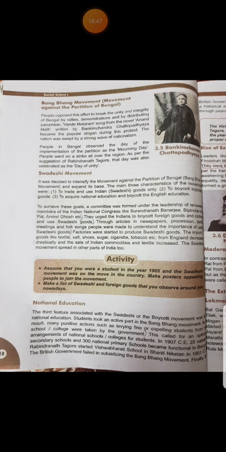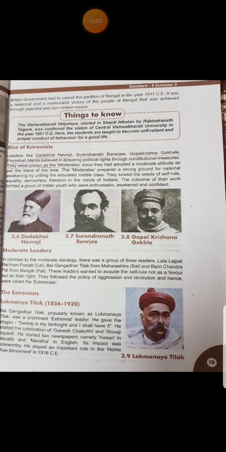The British government failed in subsidizing the Bang Bang movement. So like this, the British government was not successful in the Bang Bang movement, that is, the partition of Bengal. Now page number 19. Finally, the British government had to cancel the partition of Bengal in the year 1911 CE. So like this, the Britishers were not successful in the partition of Bengal, so they had to cancel it, and that was in the year 1911.